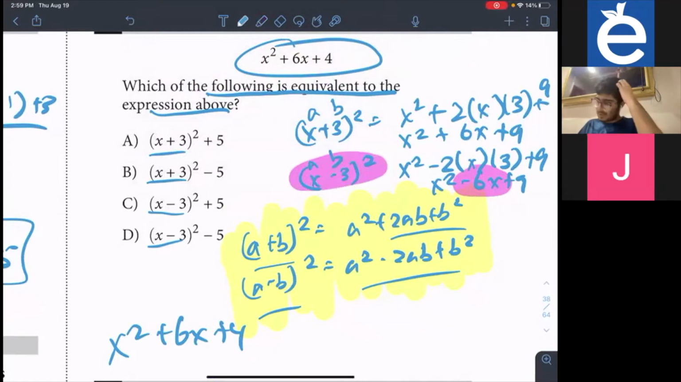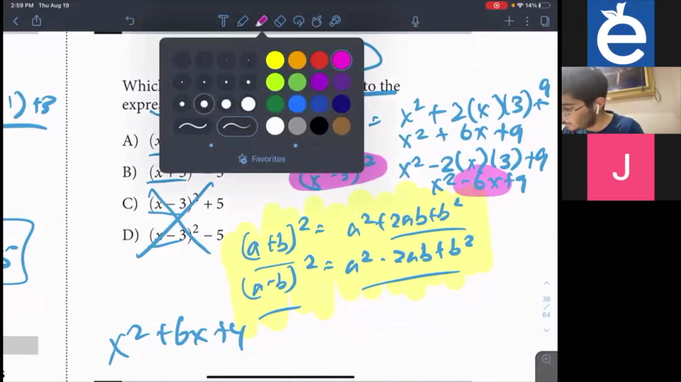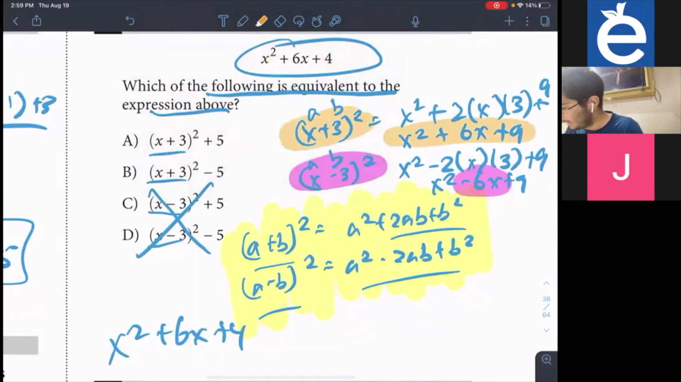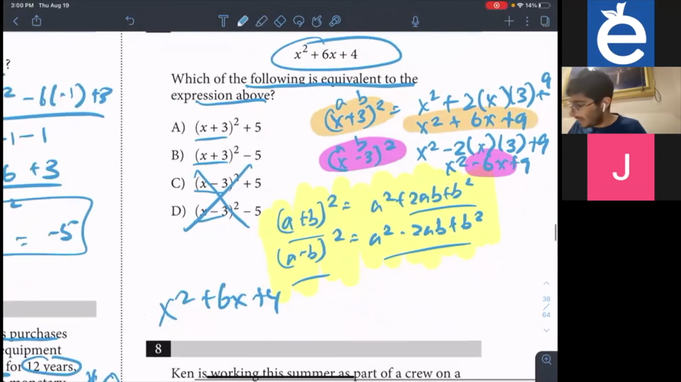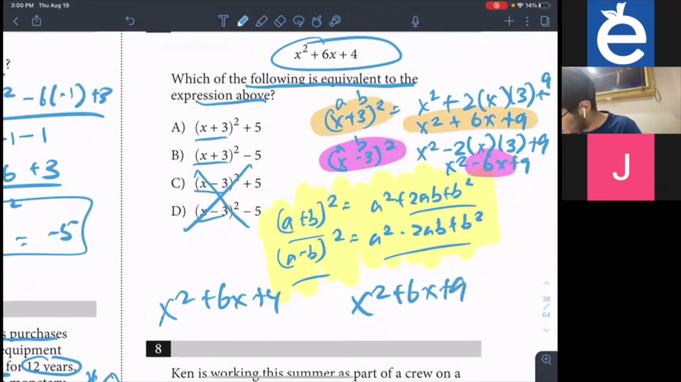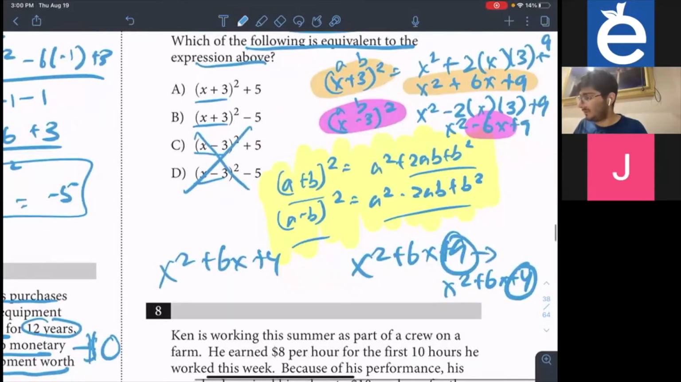So this entire first term won't be a possible answer choice. We can get rid of C and D, because x minus 3 squared is just x squared minus 6x plus 9, which is not equal to the first two terms of x squared plus 6x. So it has to be this right here. Now, if you have x squared plus 6x plus 9, and you're trying to get to x squared plus 6x plus 4, if you add something, it becomes greater, so you wouldn't add something to this. So obviously A is not right.